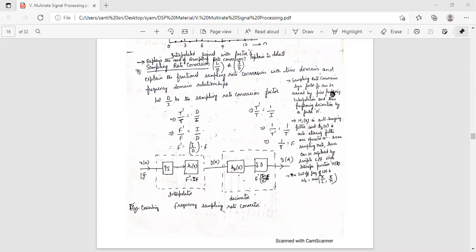So this is X of n, this is F, the interpolator upsampler, and H1 of K is the filter. F double dash is obtained by multiplying I with F, so F double dash equals IF. Similarly, this is Y of K, cascaded with the decimator. H2 of K is the filter, and this is the downsampler. F dash is obtained as I by D into F, and we get our output here. This is the cascaded frequency sampling rate converter.